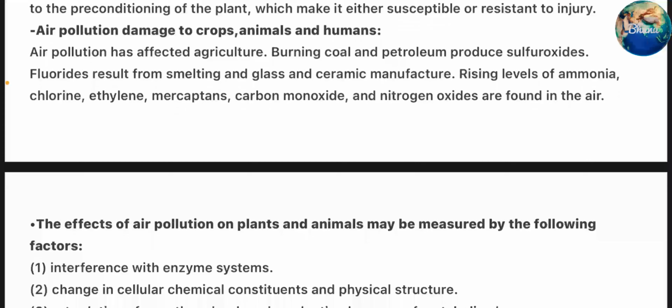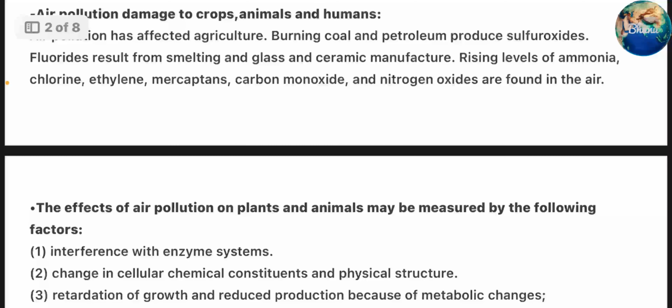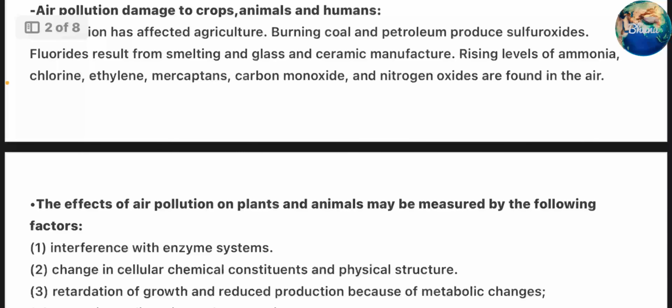Air pollution damage to crops, animals and humans. Air pollution has affected agriculture. Burning coal and petroleum produce sulfur oxides. Fluorides result from smelting and glass and ceramic manufacture. Rising levels of ammonia, chlorine, ethylene, carbon monoxide, and nitrogen oxides are found in the air.